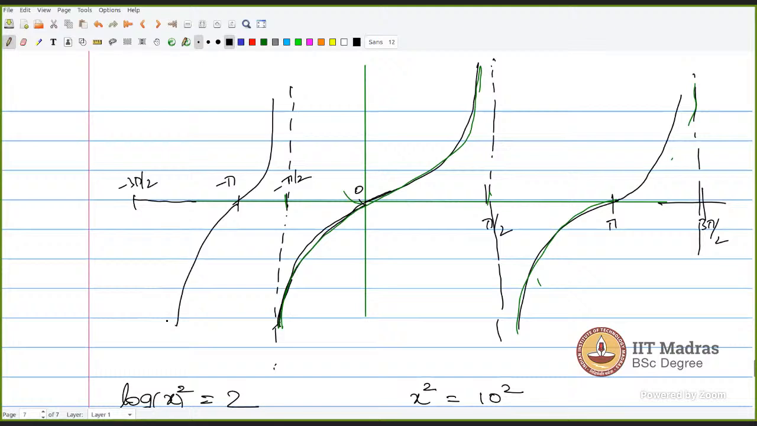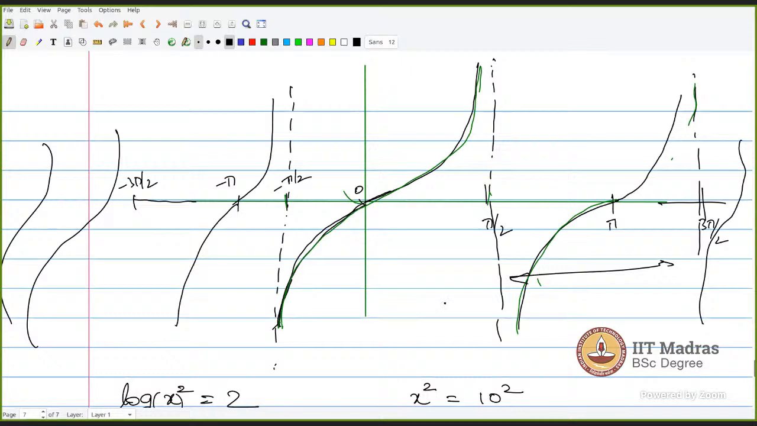Okay. And if you wanted to continue further, that will be the same like this only. These inverted S shapes will come for every pi interval. So the interval will be pi here.